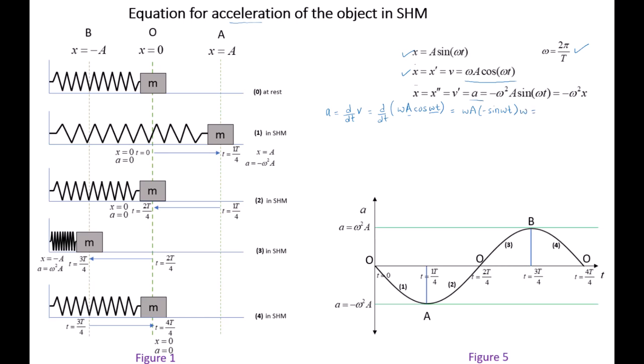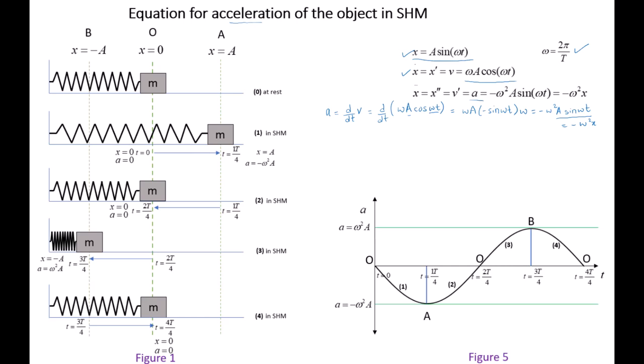So if we rearrange the terms properly, I can take negative sine out and then omega square A sine omega t. Now we know that A sine omega t is nothing but the expression for the displacement, and therefore I can write it as minus omega square x. So that's one very important equation you need to remember.